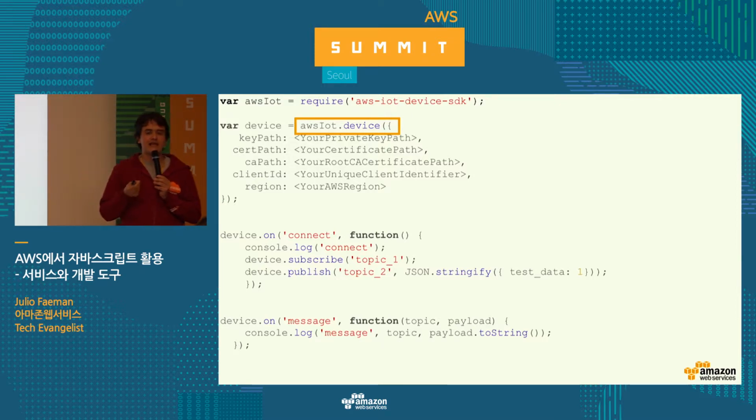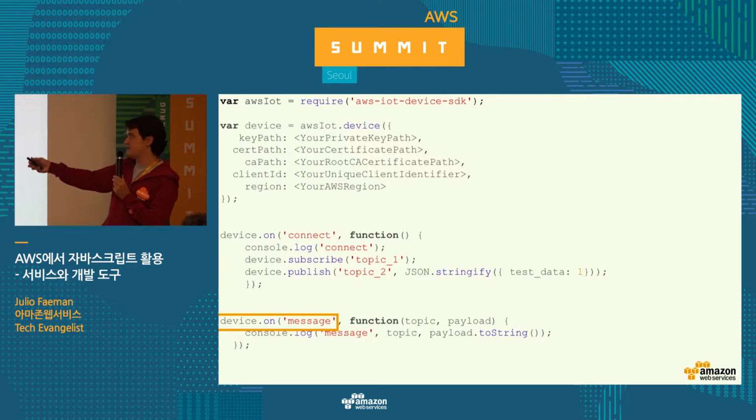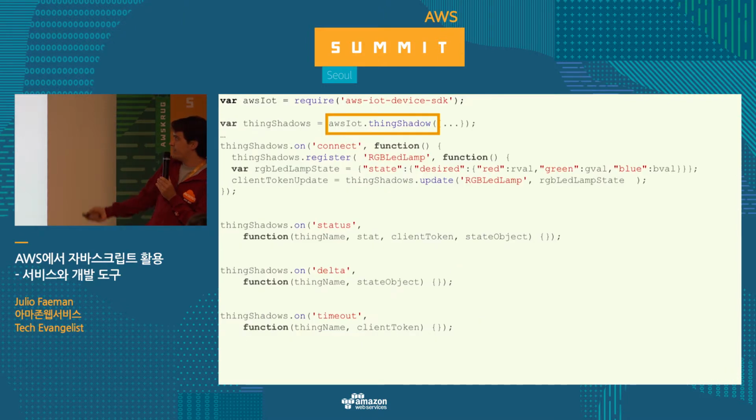AWS IoT uses TLS mutual authentication, so the client recognizes the server and the server recognizes the client through certificates that you generate on the service. And then you have these methods, the same events that you would have on regular Node.js apps. When you have a message event, you can react any way you want, and you can publish messages to topics just by specifying their names and sending data. Pretty easy. Things Shadow is pretty much the same thing, but you have more events.